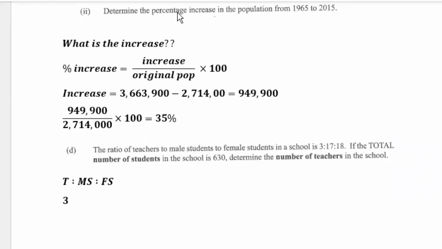So they want us to find the percentage increase. Between 1965 and 2015, what was the increase in the population? And we're expressing this over the original population, which was that in 1965, multiplied by 100. And that is how you get the 35%. So what we're saying is there was a 35% increase in the population from 1965 to 2015. So that is what they're asking you to find. I'm not sure if that is any clearer.